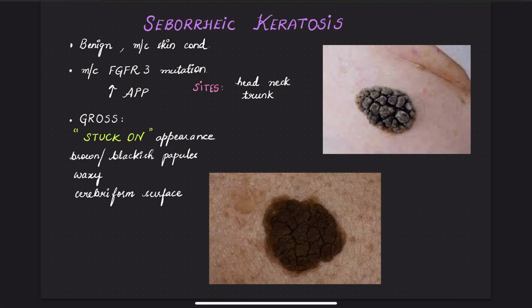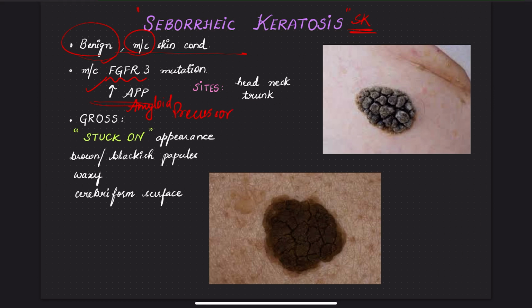Today our topic is seborrheic keratosis, which is the most common benign skin condition. The reason is unknown, but a few cases show mutation in the FGFR3 gene, that is the fibroblast growth factor receptor 3 gene. A few other cases also show increased expression of amyloid precursor protein.